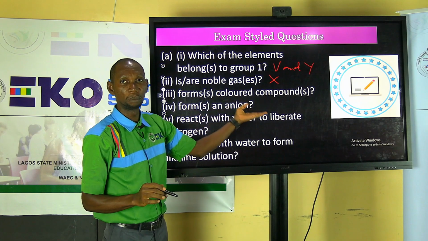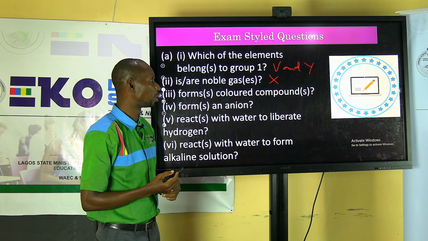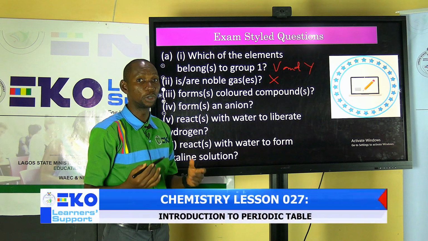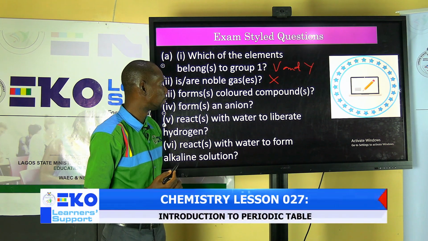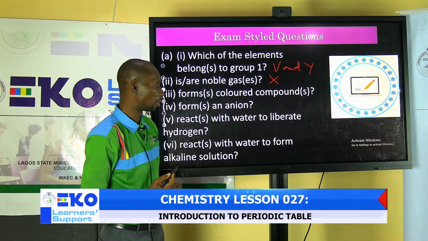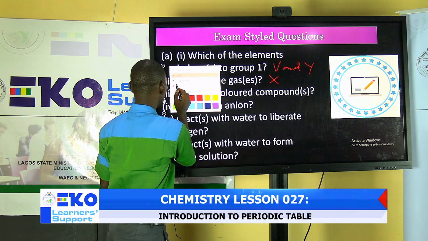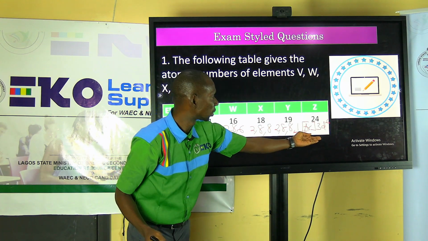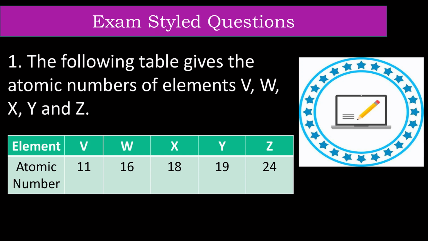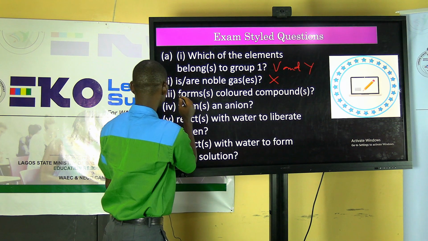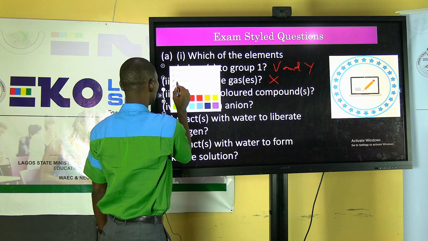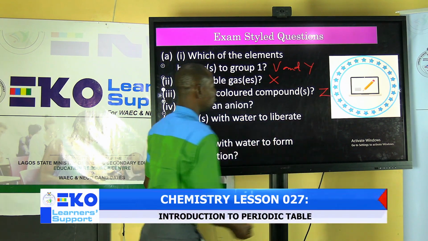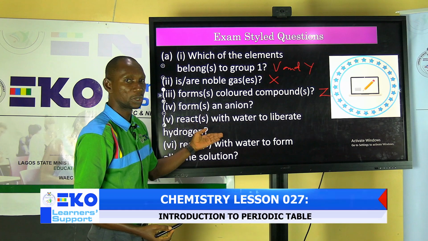Forms colored compounds. Yes, this is one of the characteristics of transition metals, which I said you're going to learn when you get to that part. So let's look at which of those elements is a transition metal. And of course, that is Z, that belongs to the D block. So our answer there is Z. Yes, element Z.